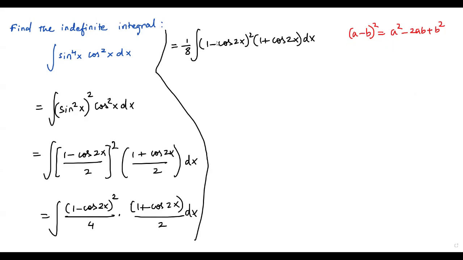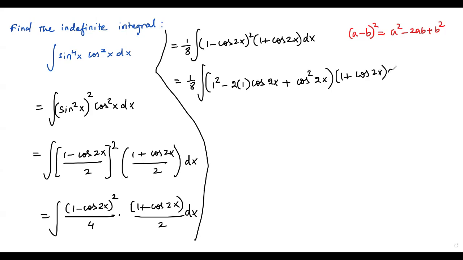So when I expand this, I have to use the expression over here. In the place of a, I have to write 1. In the place of b, I have to write cosine 2x. Now let me continue. 1 over 8 times, let me expand the square of the binomial: 1 square - 2 times 1 times cosine 2x + cosine 2x whole square, or cosine square 2x, times (1 + cosine 2x) dx.